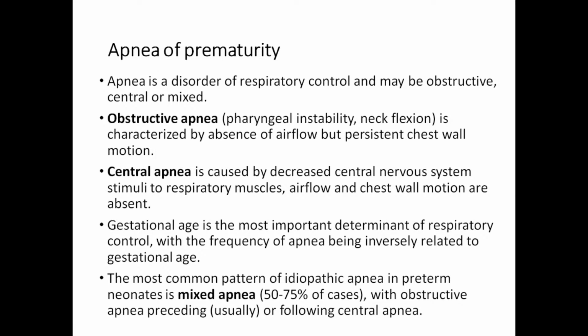Gestational age is the most important determinant of respiratory control, with the frequency of apnea being inversely related to gestational age. The most common pattern of apnea in preterm neonates is mixed apnea, with obstructive apnea usually presenting with or following central apnea. Once again, apnea of prematurity: obstructive, central, and mixed apnea.